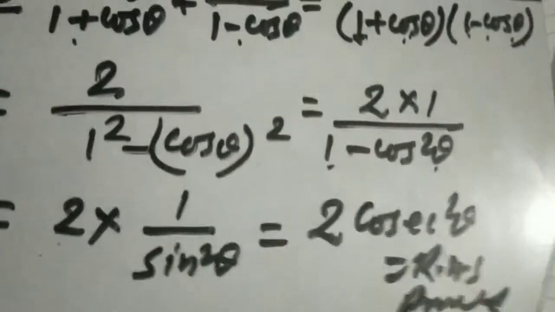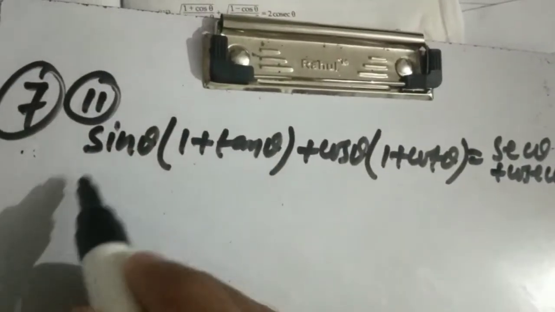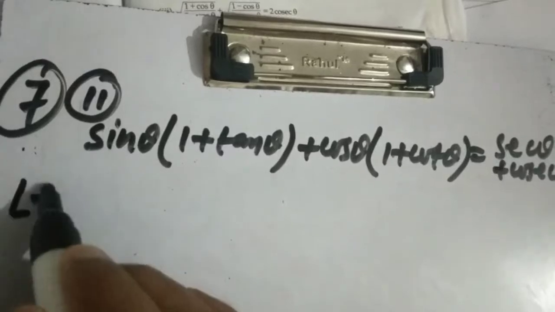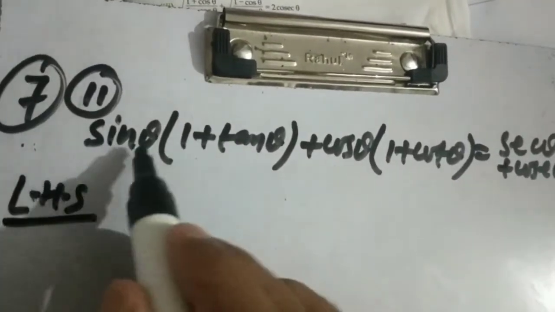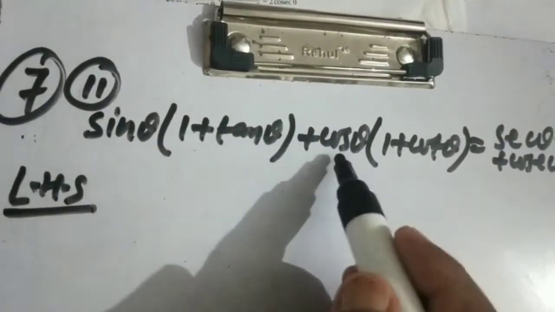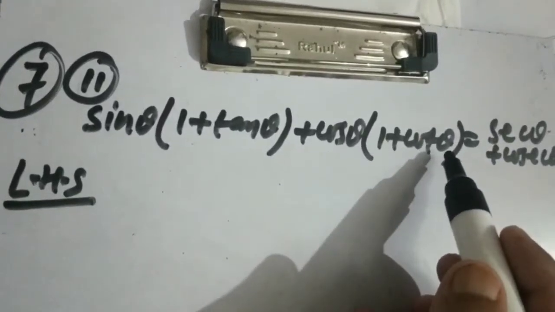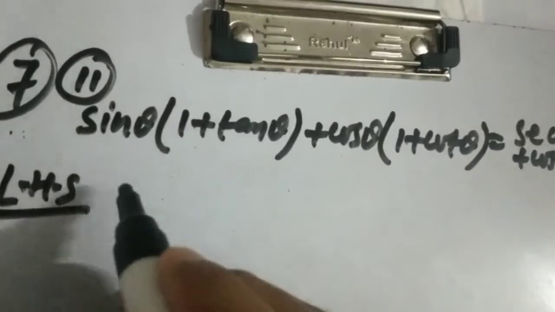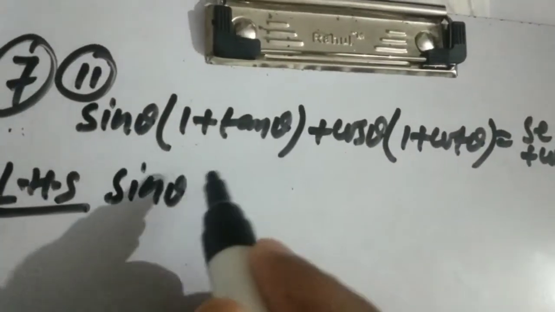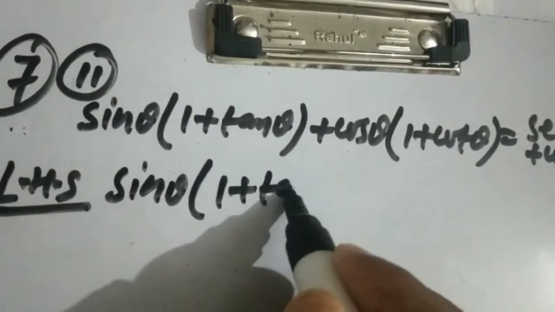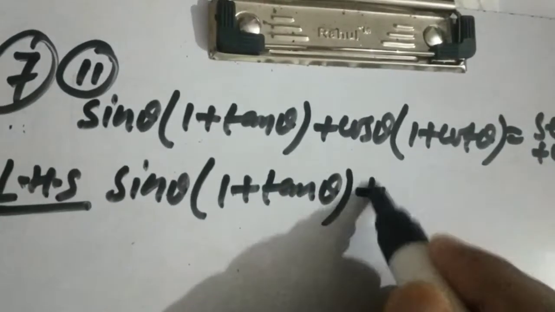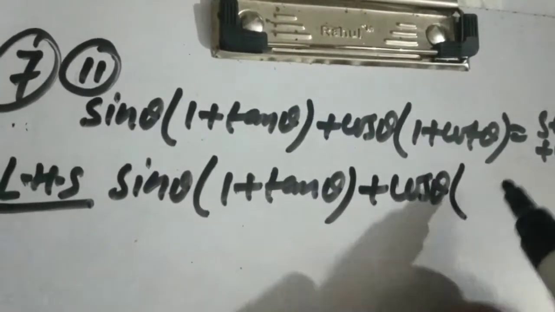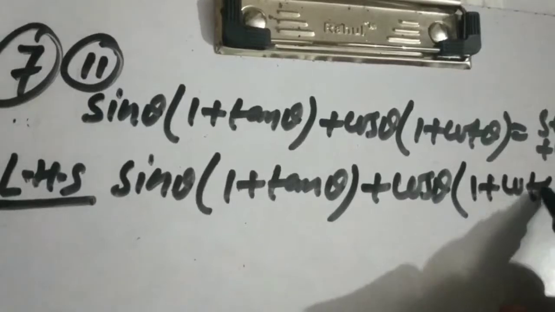Okay. Now let us see the second question of question number 7. You have to prove that sin theta into (1 plus tan theta) plus cos theta into (1 plus cot theta) is equal to sec theta plus cosec theta. So LHS is sin theta into (1 plus tan theta) plus cos theta into (1 plus cot theta).